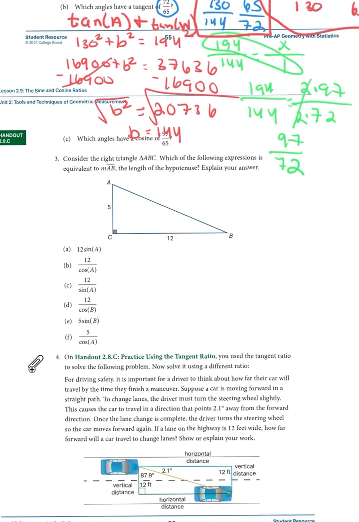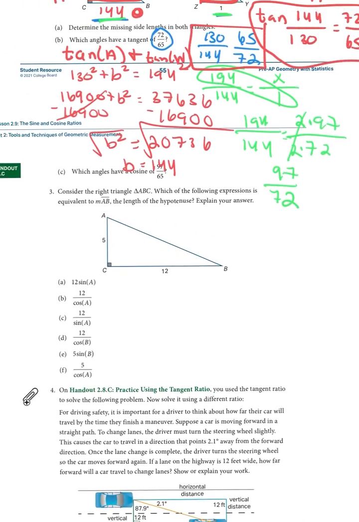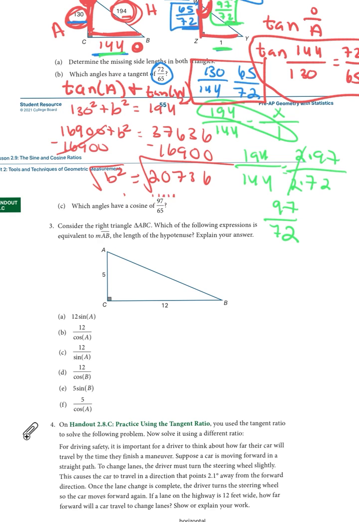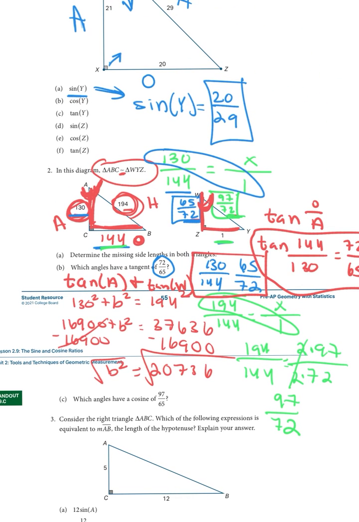All right, moving on. Which angles have cosine of 97 over 65? Did we have a 97 here? Yeah, I think we did. Let me see. 97 over 65. So right here, let me use my pointer, I see a 97 right here. And I got this 97 from doing what? From 194 over 144. But that gives me 97 over 72. And I want 97 over 65.